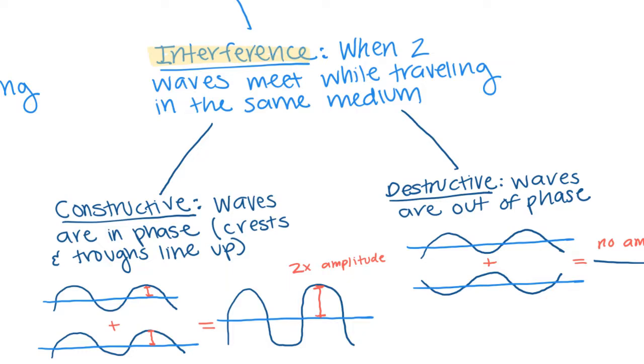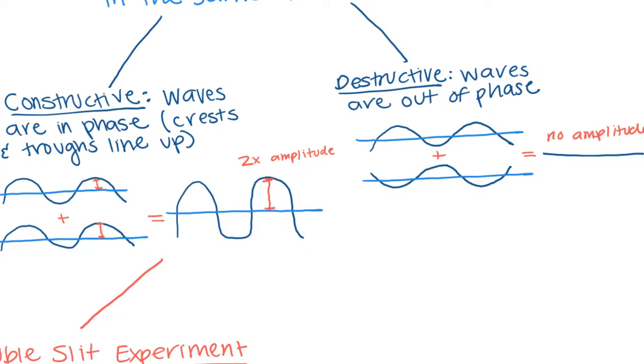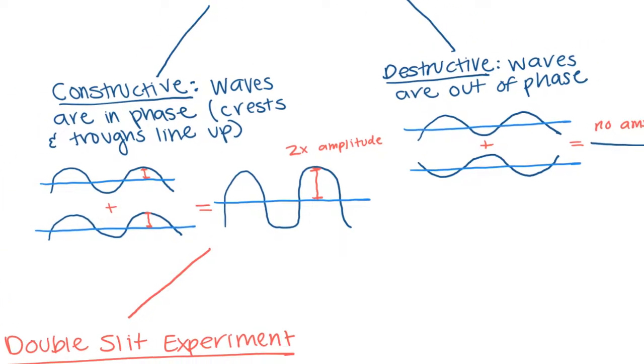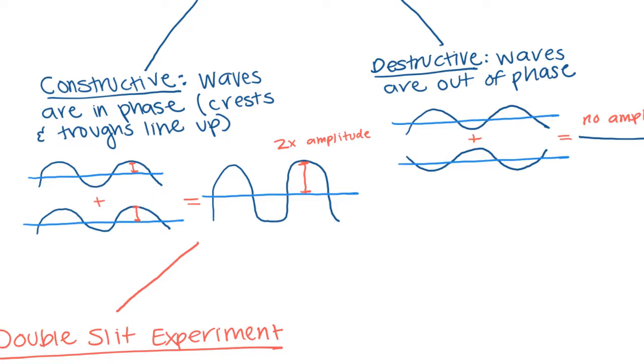Now we have two different types of interference. We have constructive and destructive. So you can kind of see the difference just by looking at these depictions. Constructive happens when these waves that are colliding are in phase with one another, meaning their crests and troughs line up. And as a result of this constructive interference, you actually end up with a larger wave, a wave with a higher amplitude, right? That's constructive interference.